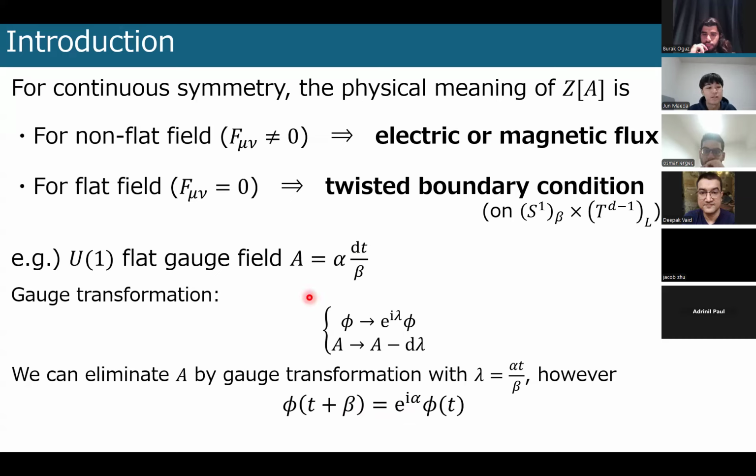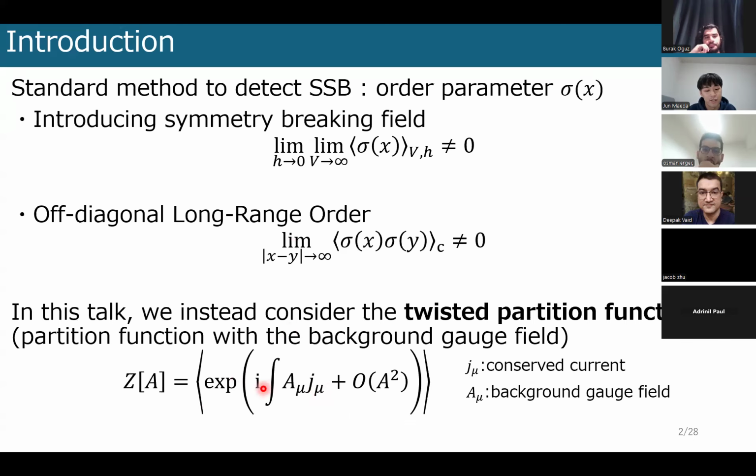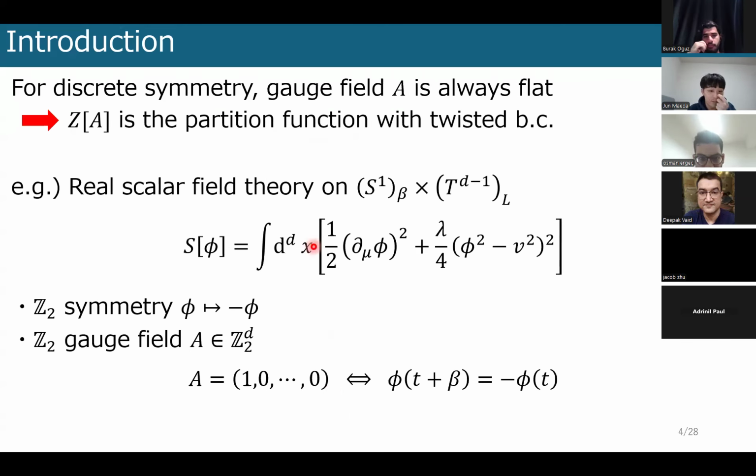Okay, so this is the case of continuous symmetry. And then what about discrete symmetry? For discrete symmetry, there is no Lie algebra and there is no conserved current. So we cannot define the twisted partition function by this equation. But there is a symmetry twisted boundary condition even for the discrete symmetry case. It means the gauge field for a discrete symmetry is always flat, and the twisted partition function is just a partition function with twisted boundary conditions.